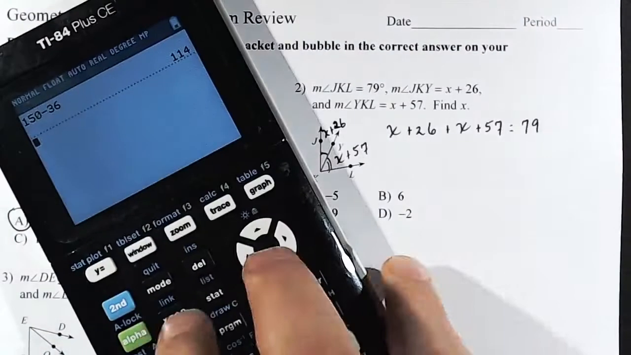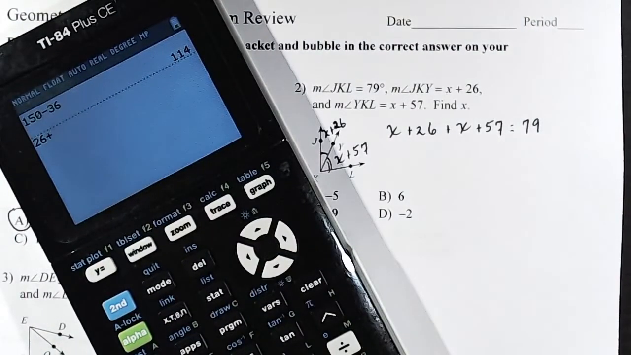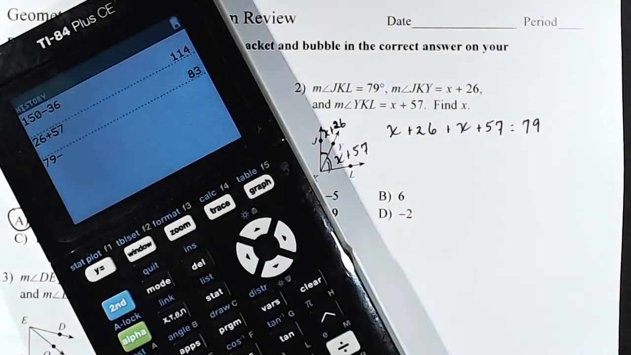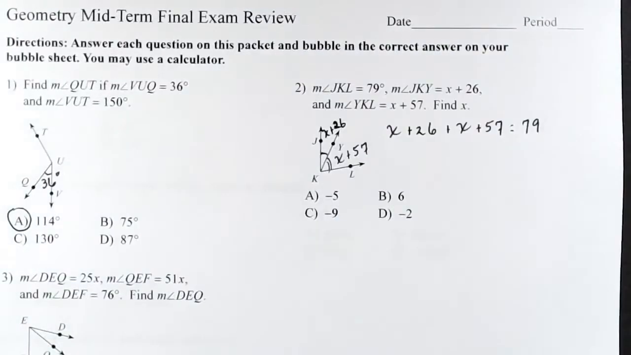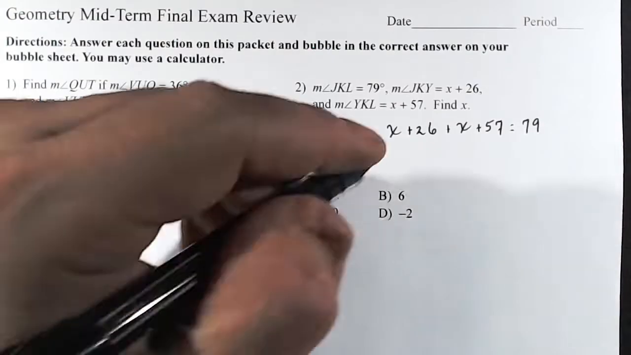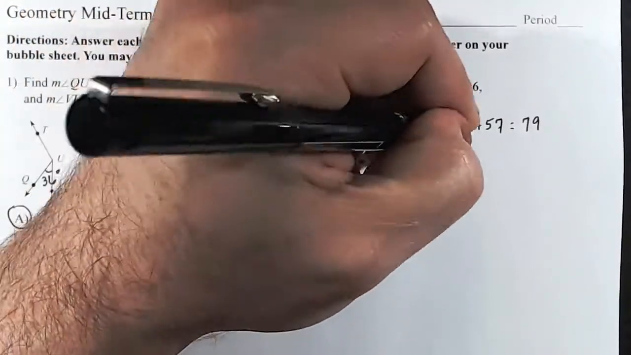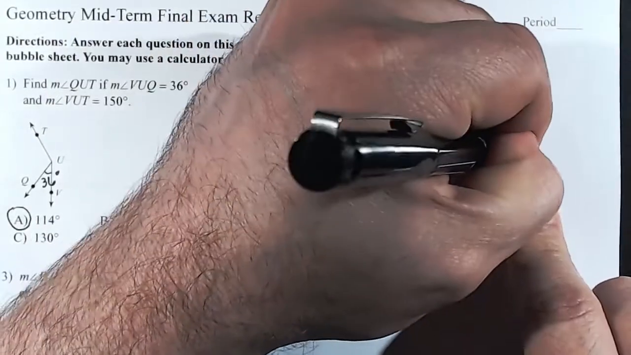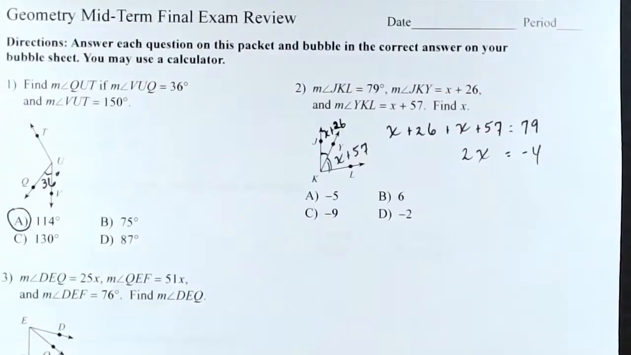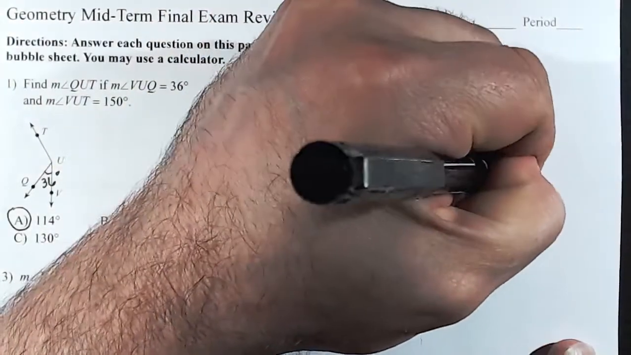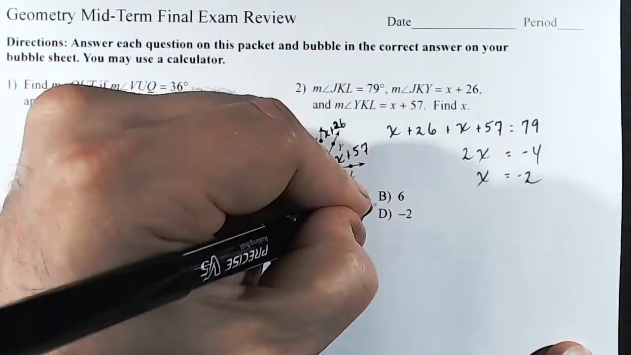We can combine like terms on the left, 26 plus 57, which is 83, and then we're going to subtract that from 79. So 79 minus 83 gives us -4. So x plus x is 2x equals -4, so x is -2. That's D.